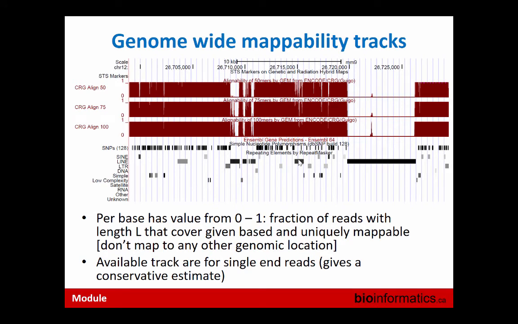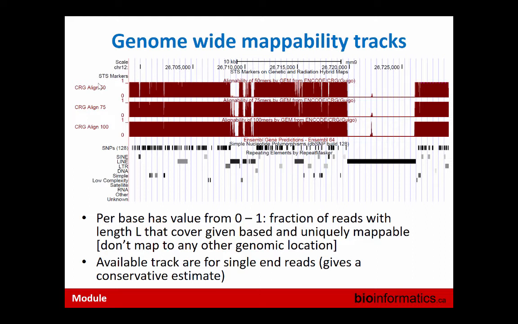Martin already showed you some screenshots from the UCSC browser, and here you can see custom tracks available for all of us, where people pre-compute mappability. So what does it show to us? Where we have a value of one on this track, it means that, for example, here with 50 bases, we take the 50-mers which are covering this particular position.